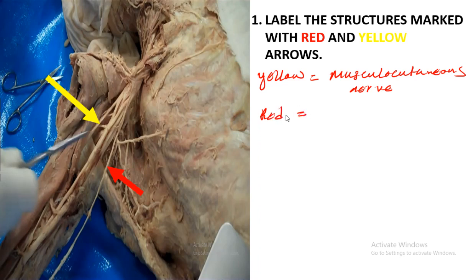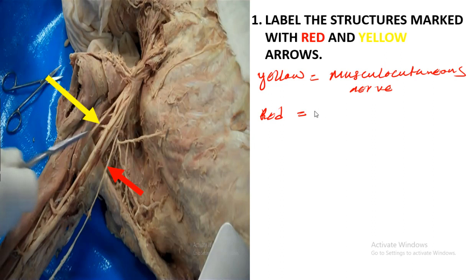the red one is coming from the medial cord, and this red one is normally known as the medial cutaneous nerve of the forearm. So this one is coming all the way from the medial cord, and it's going all the way down to the medial side of the forearm. I'm normally mixing up forearm and foramen.